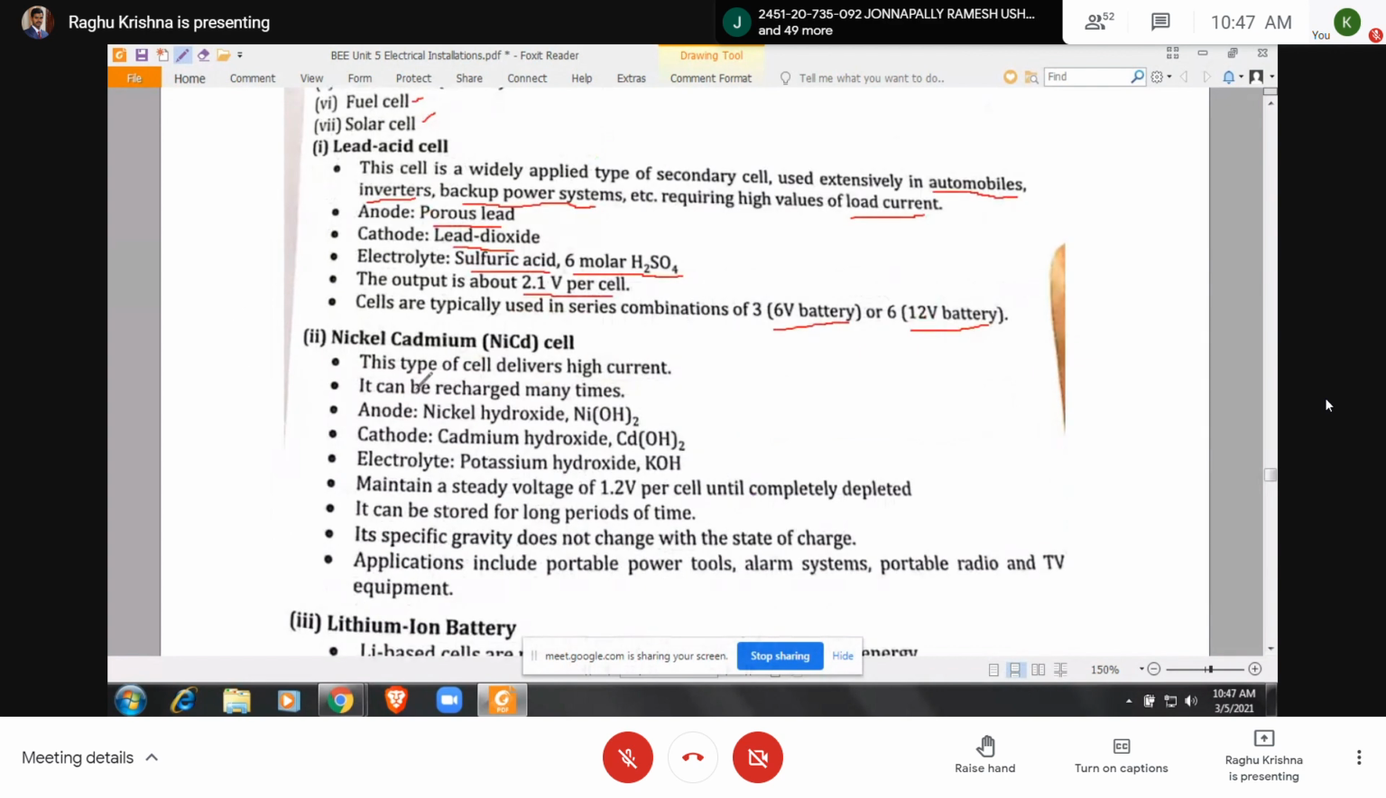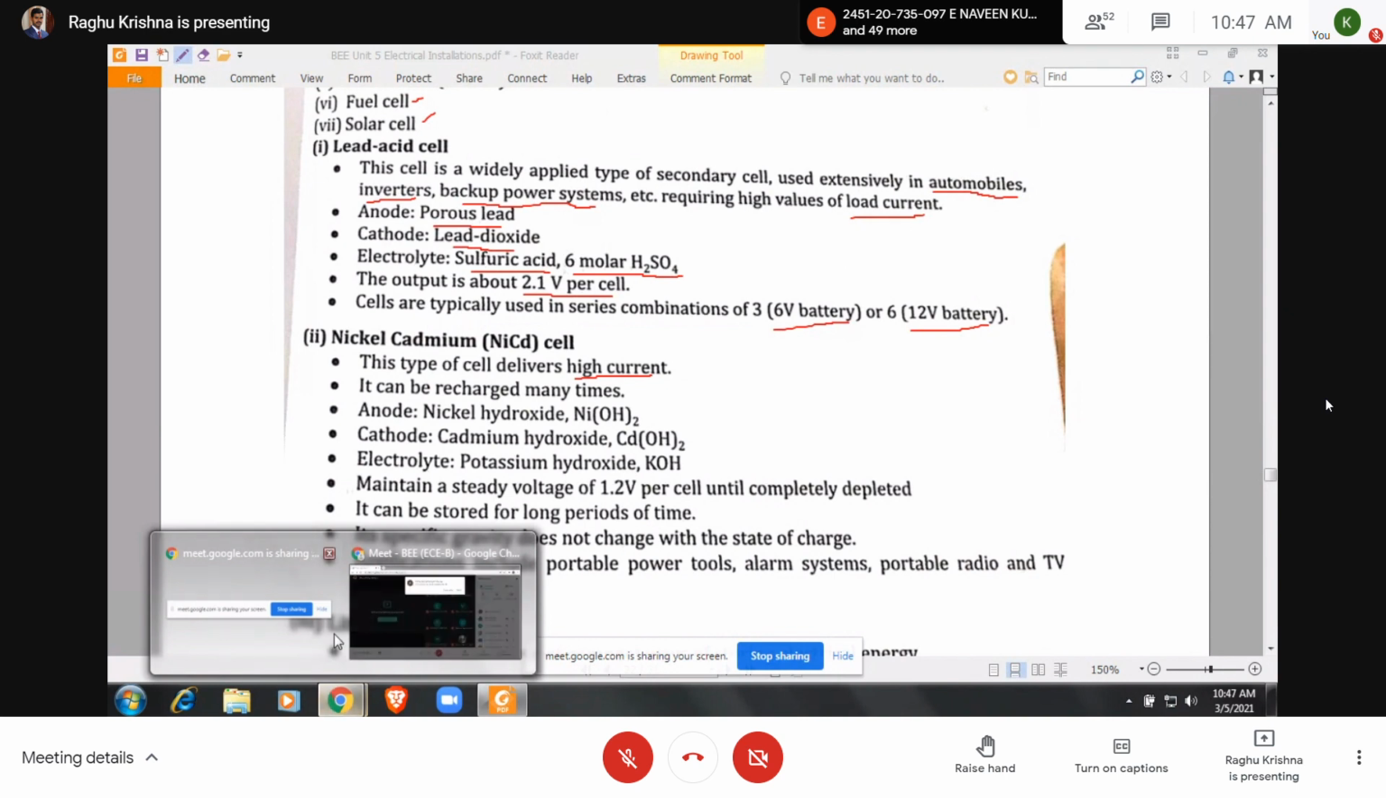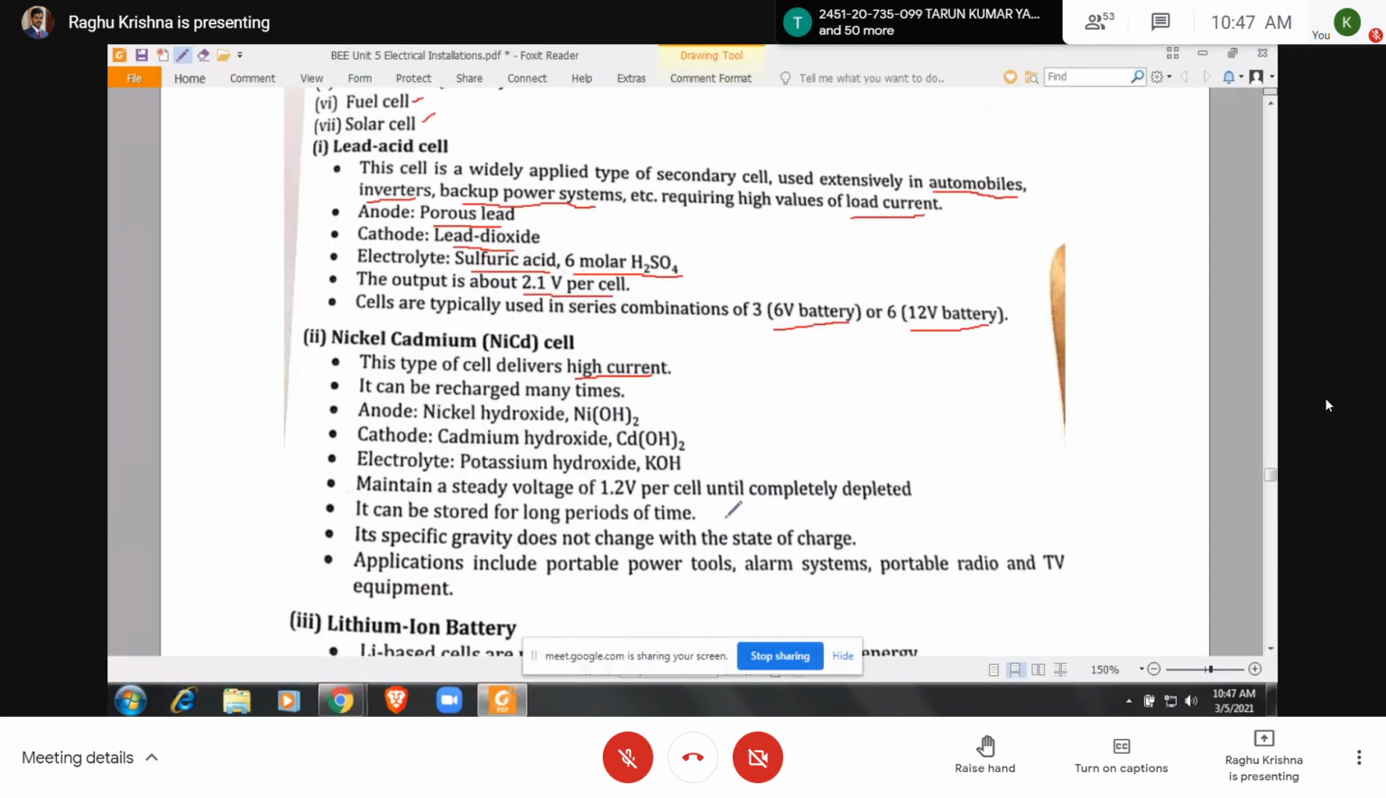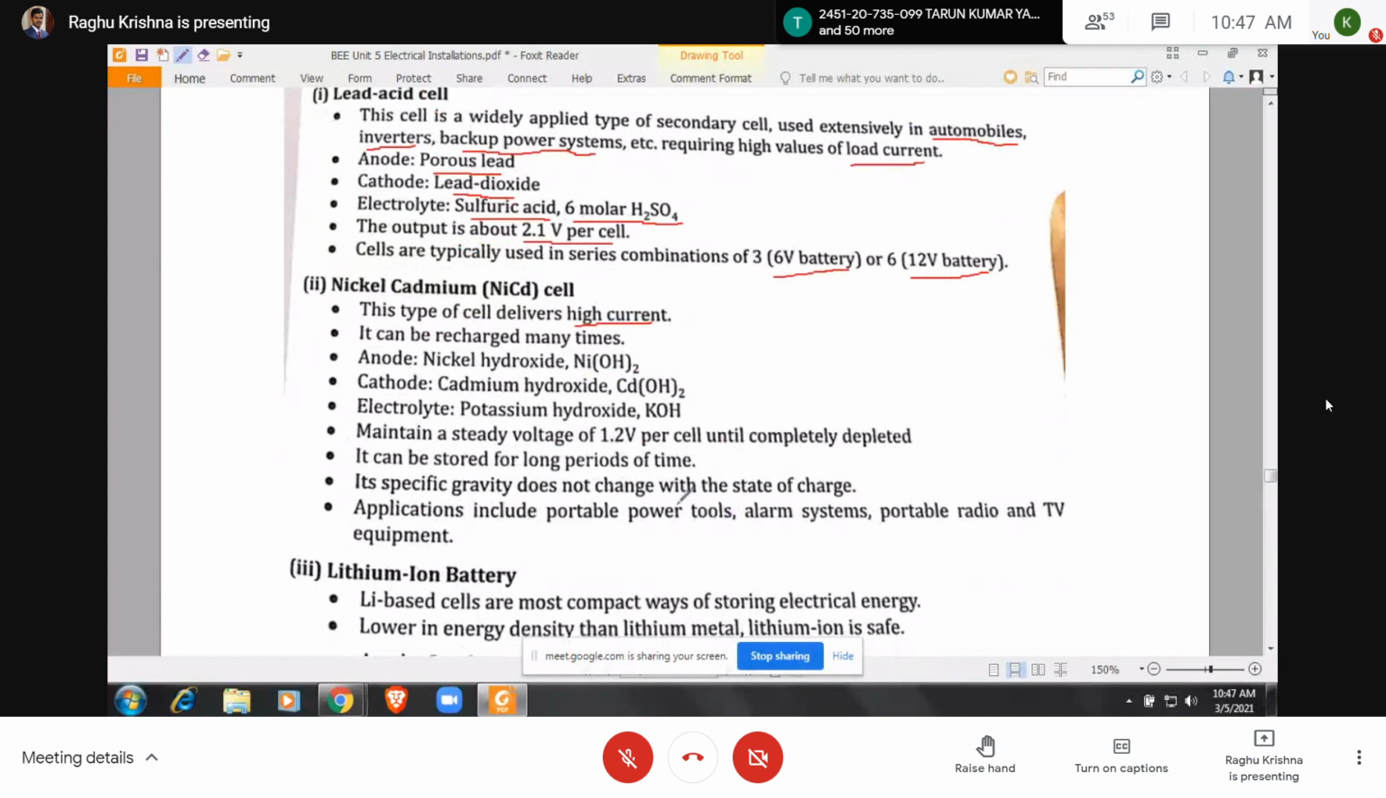Next, nickel cadmium cells. These types of cells deliver high current. It can be recharged many times. So nickel cadmium can be charged many times.